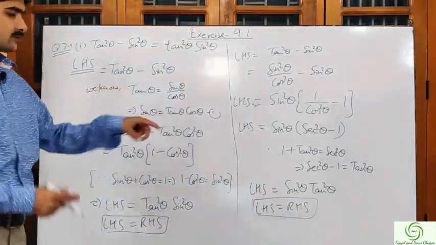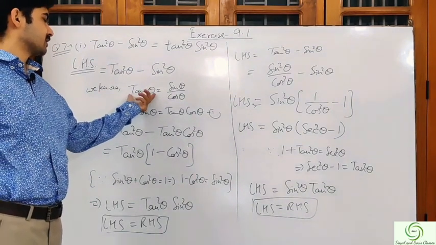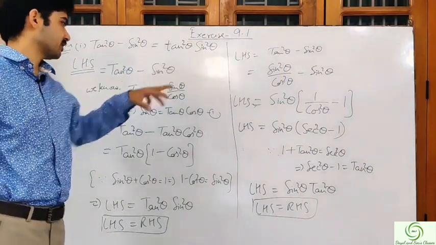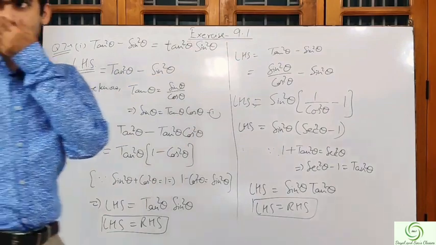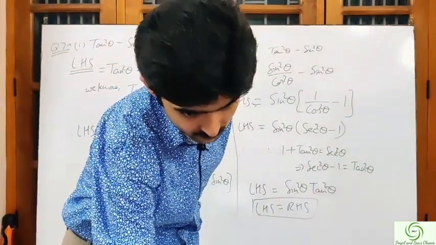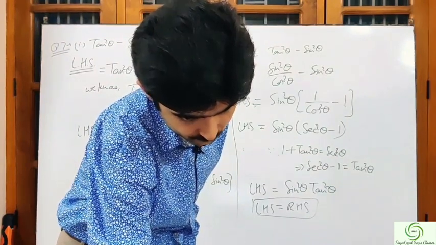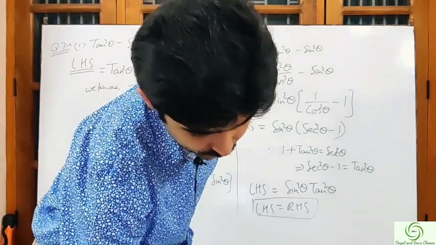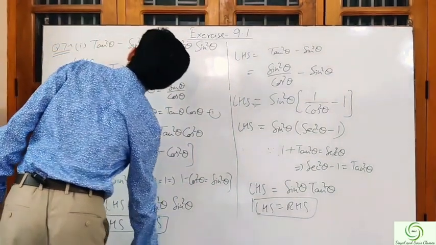So you can follow either of the methods. Either you replace tan theta by sin theta upon cos theta in this expression, or you replace sin theta by tan theta into cos theta. Both ways you will get the answer. Now let us solve question number 10.